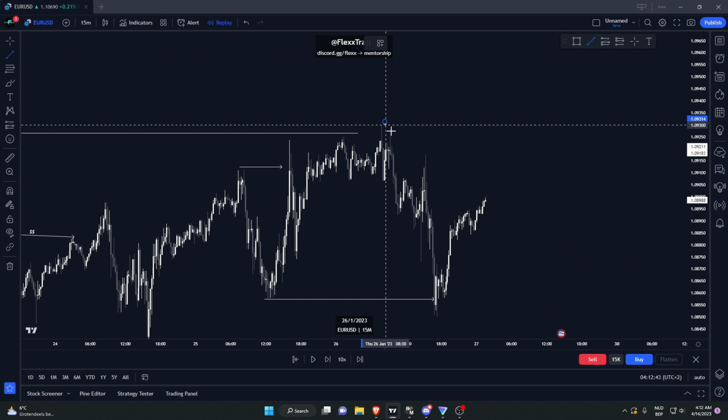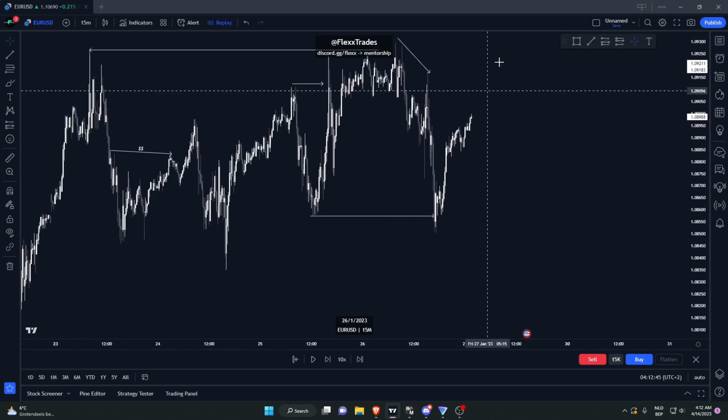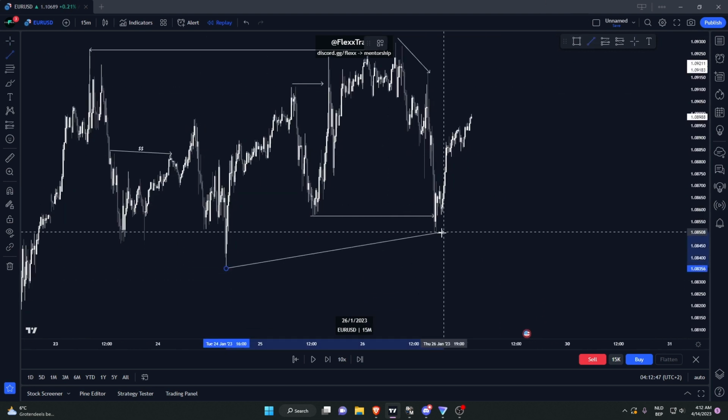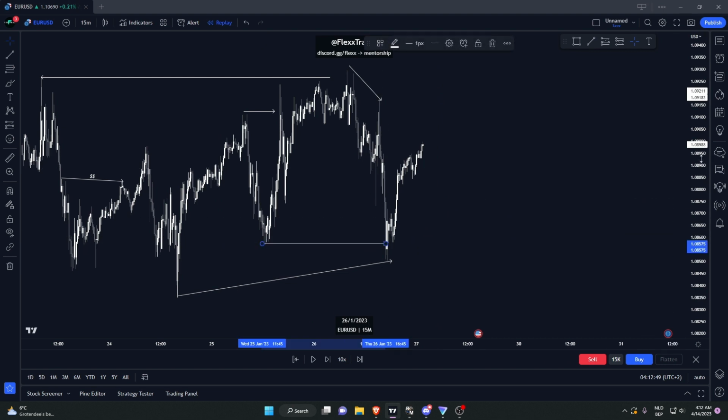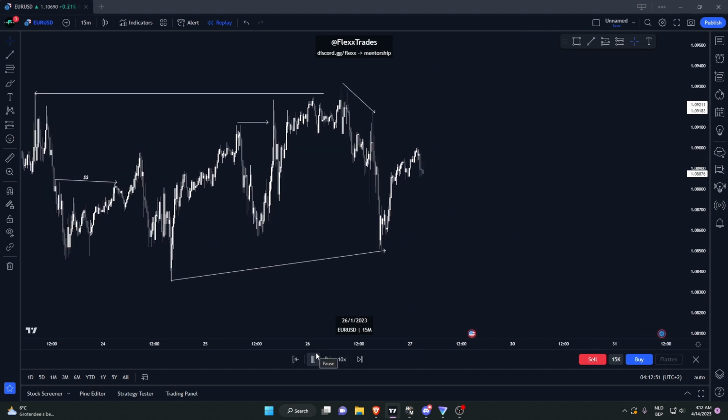Now what do we have? We still have these three stop losses right here, and then you have liquidity filled right here, right? So let's see what price does next. Very, very simple showcase.